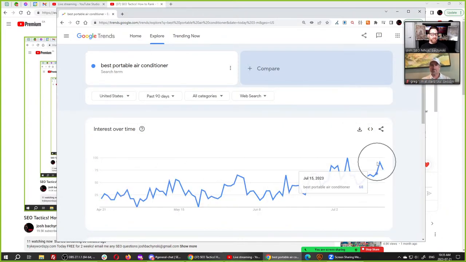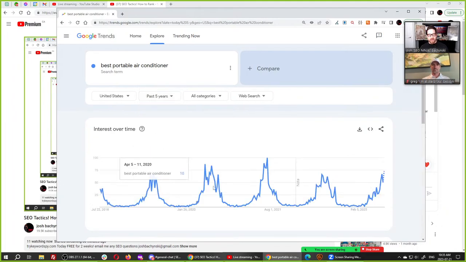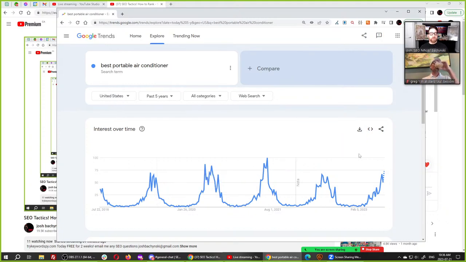Go with climate change. Everything is going up with air conditioning, right? Everything's getting hotter. And you just want to check to see in the last 5 years, how's this been going? You could see it's going to go up. It's going to keep going up. It's been going up every single year, except for last year was cold. This year, it's going to keep going up. This is going to keep going up over time, guys. So get into it now. This is a niche that will keep making money and would probably be good to rank for.